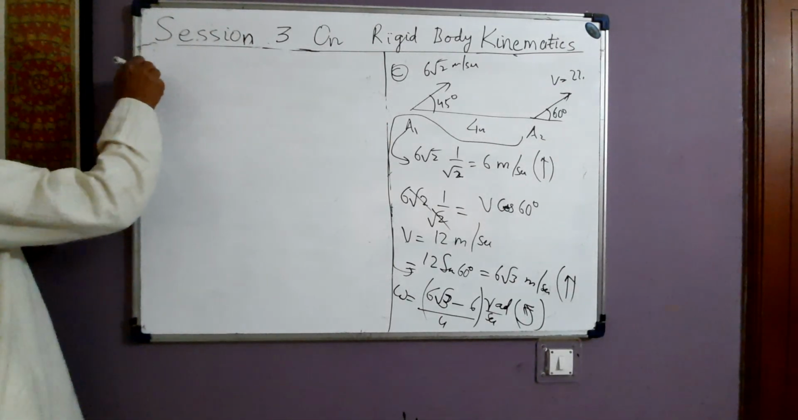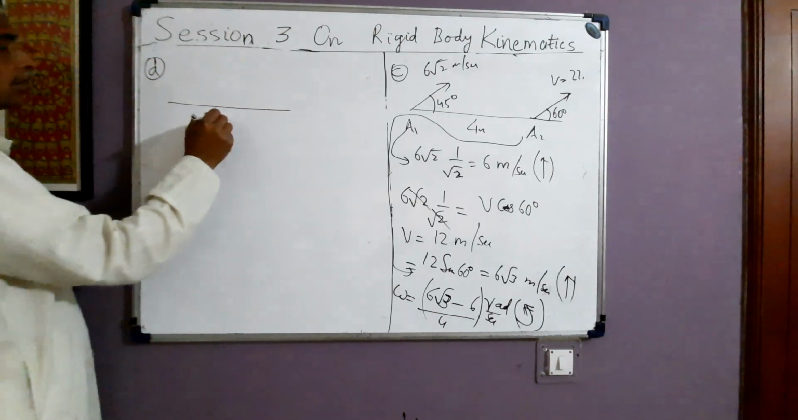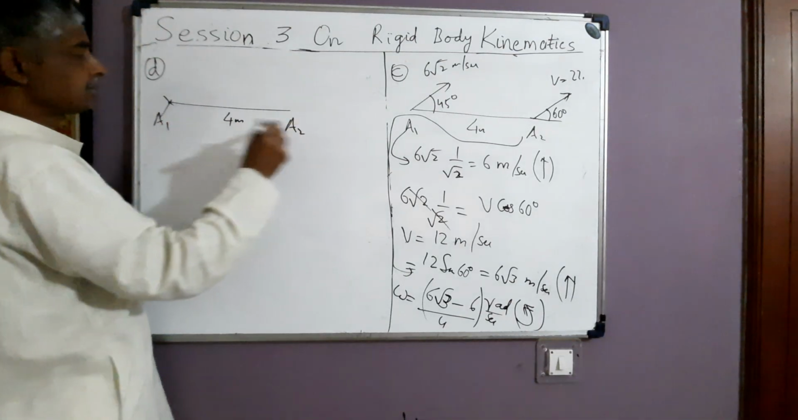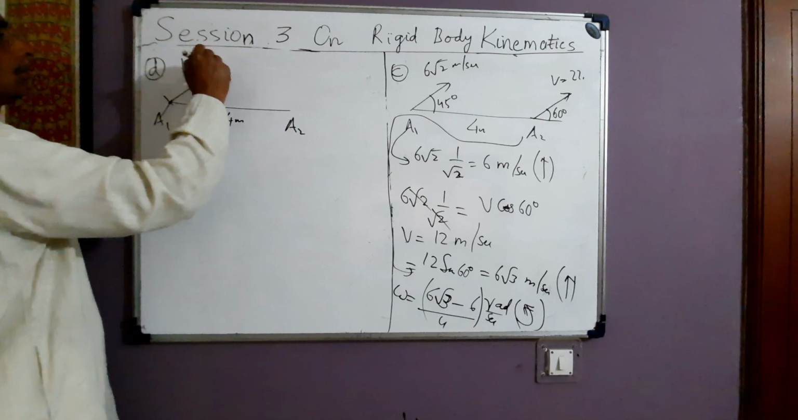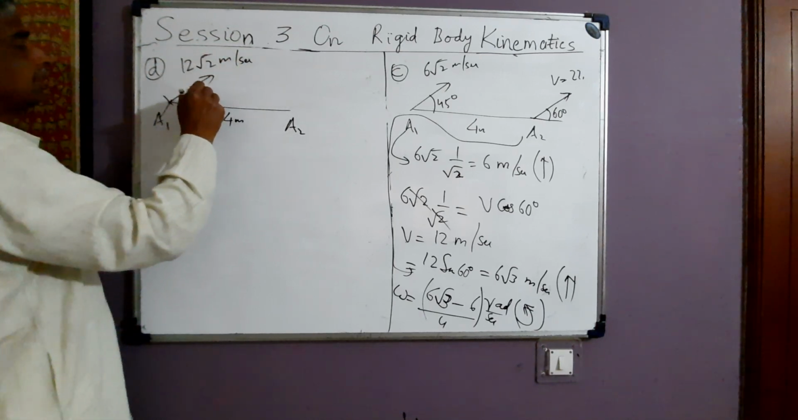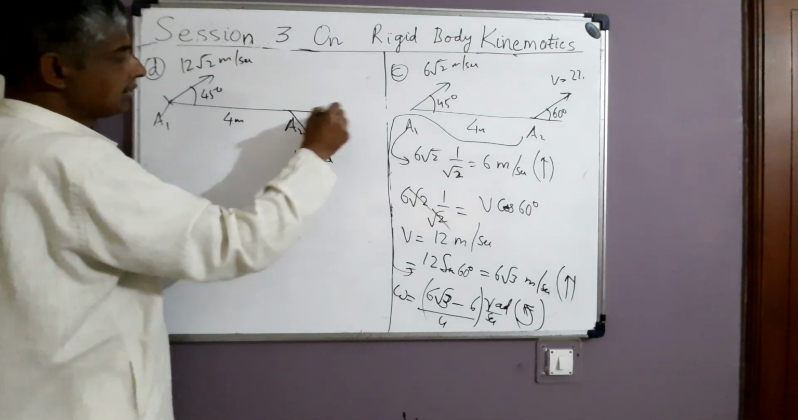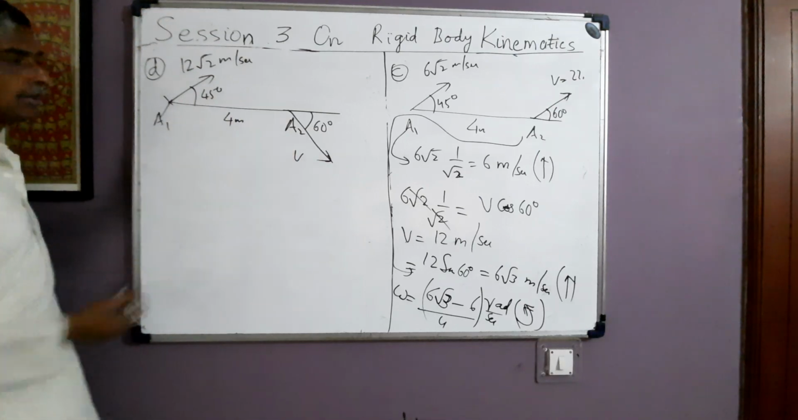And part D of the question is this. Again, this is a rod 4 meter length. A1, A2 are its two end points. Velocity of rod is given to be, say, 12 root 2 meter per second at an angle of 45 degree. And speed of A2 is V, that is at an angle of 60 degree. Again, we have to determine the value of omega.